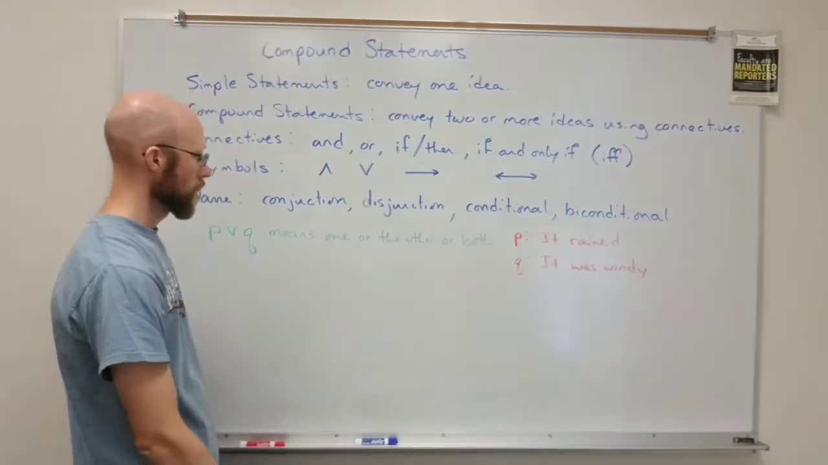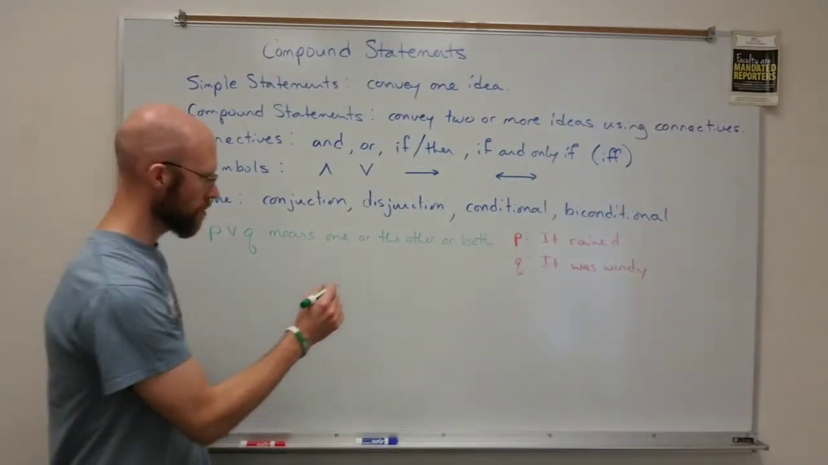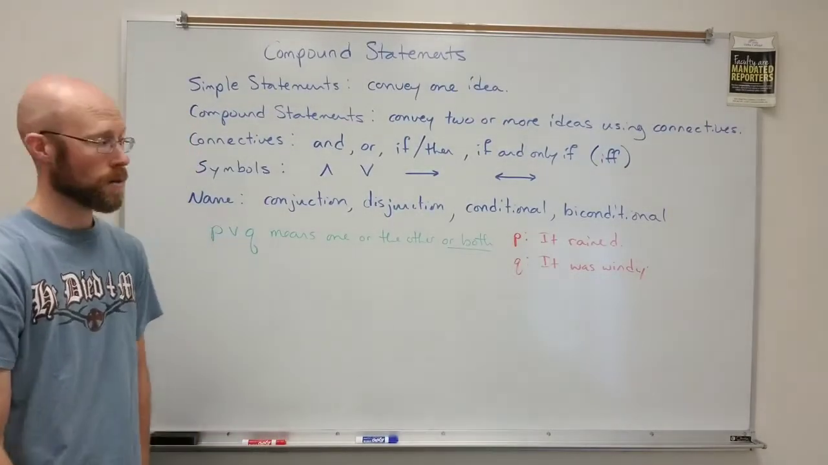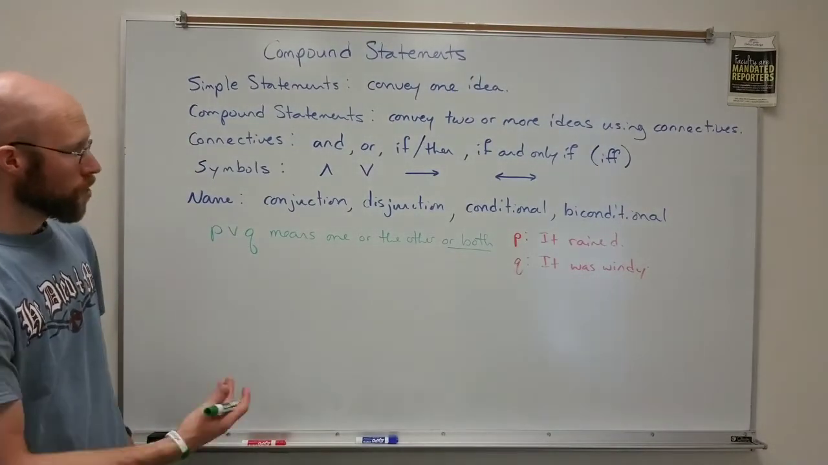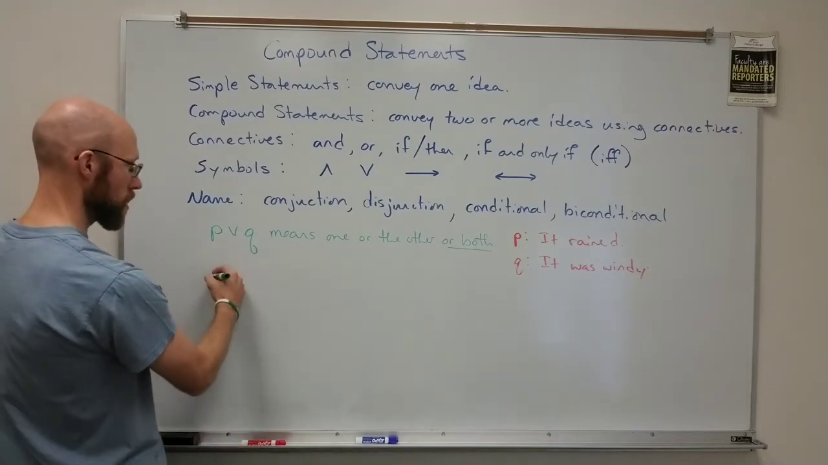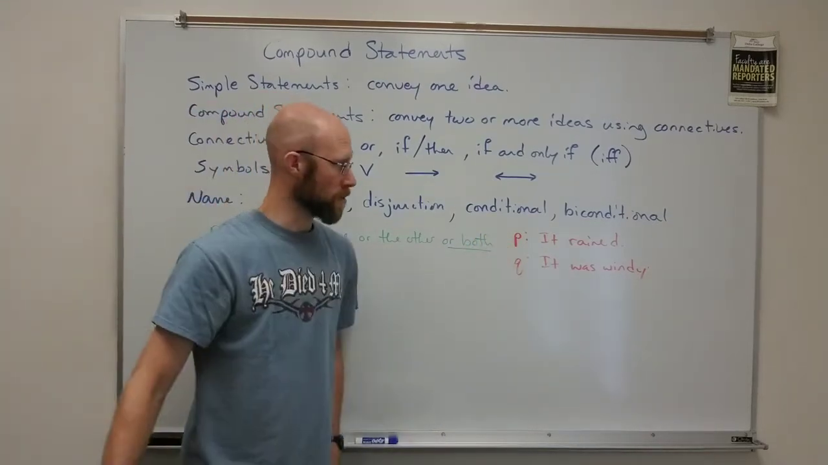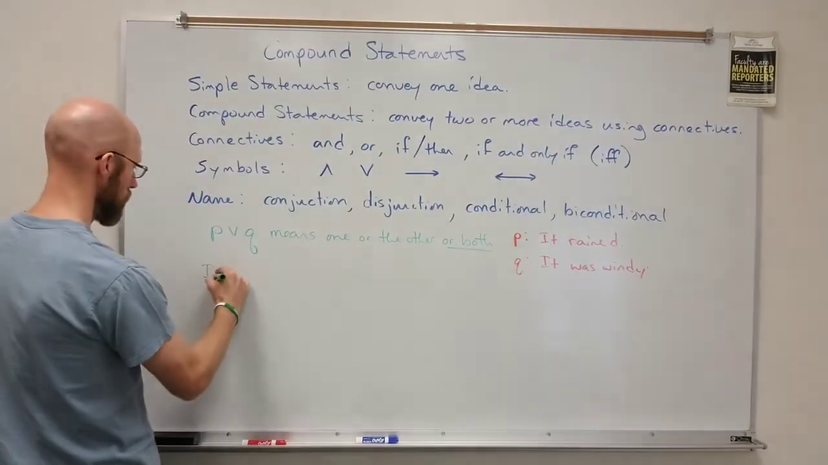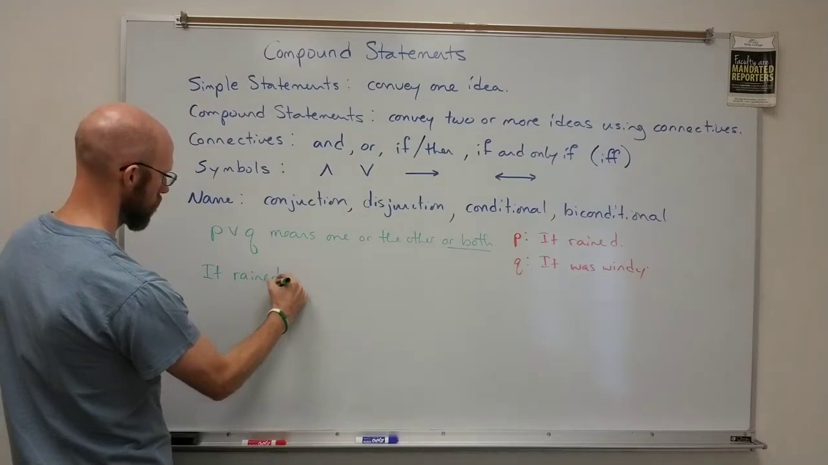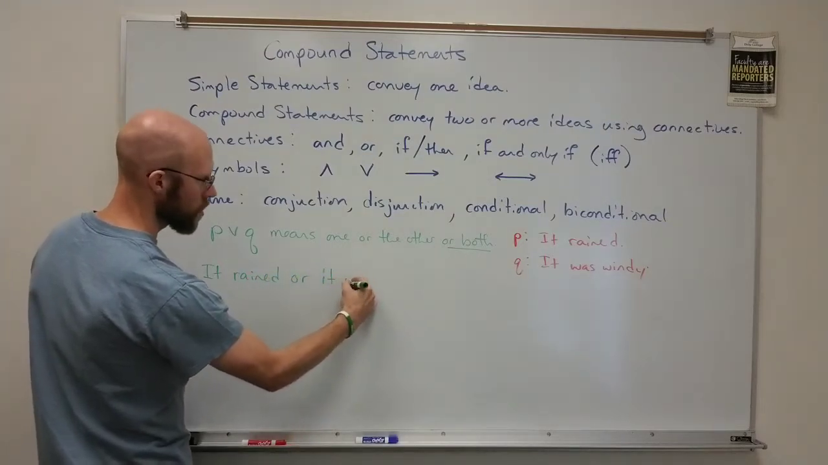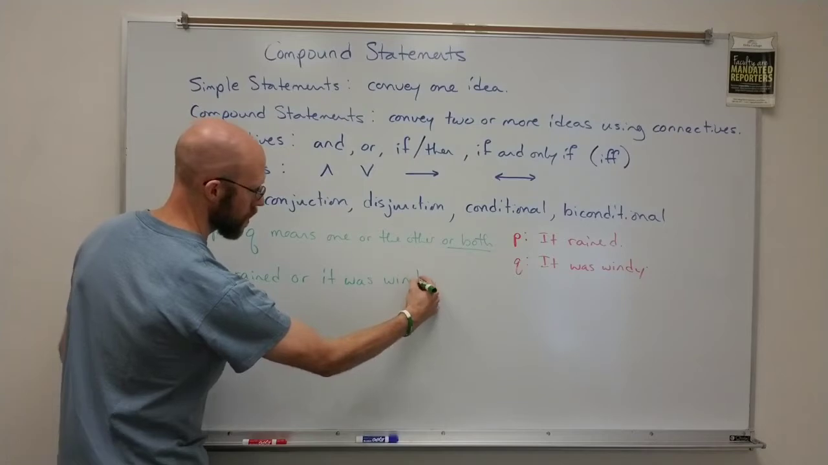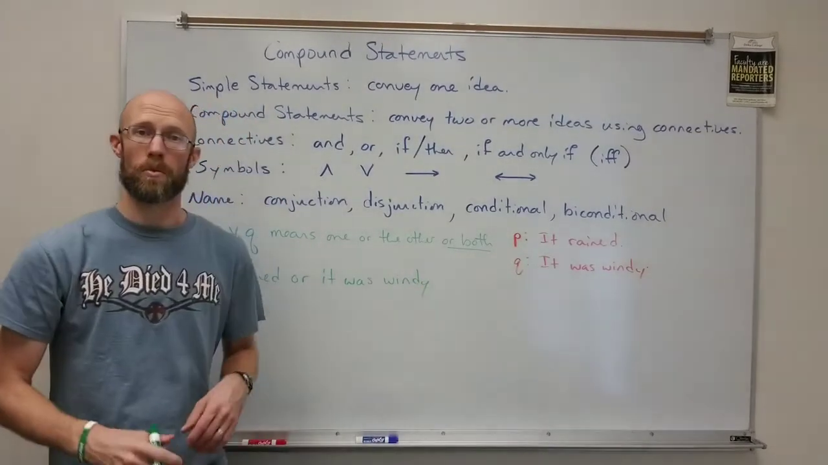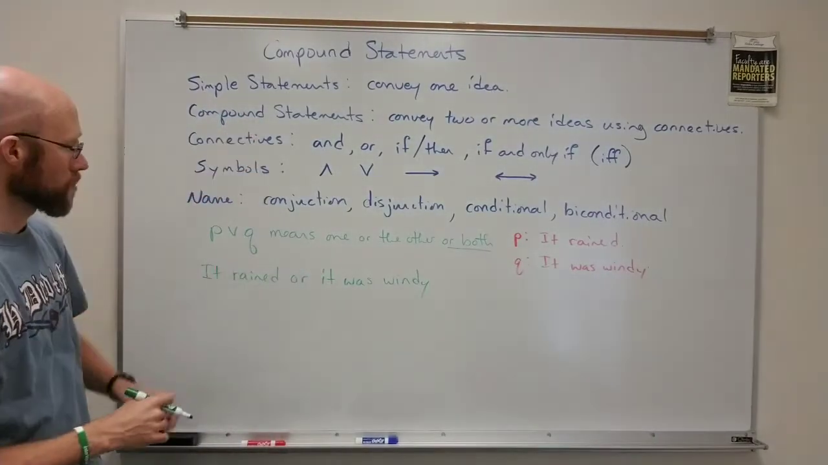Okay. So again, we're going to clarify that both can exist, or can be part of this. So what that means, let's say I use the P and Q example here: it rained or it was windy. So that is a single statement now, okay? We've combined them into a compound statement.